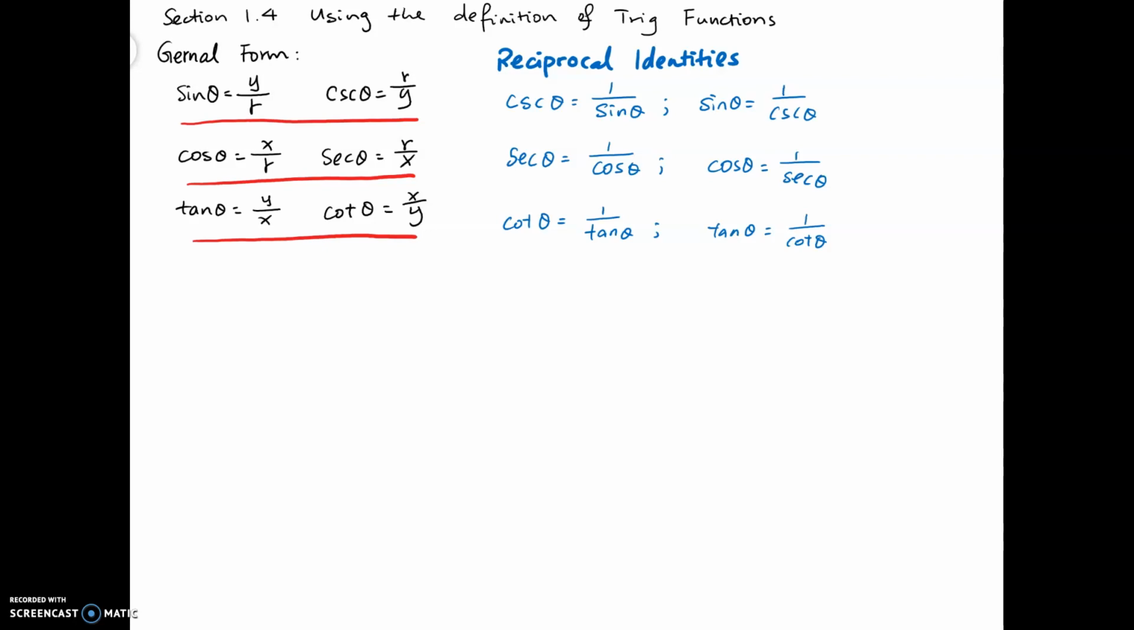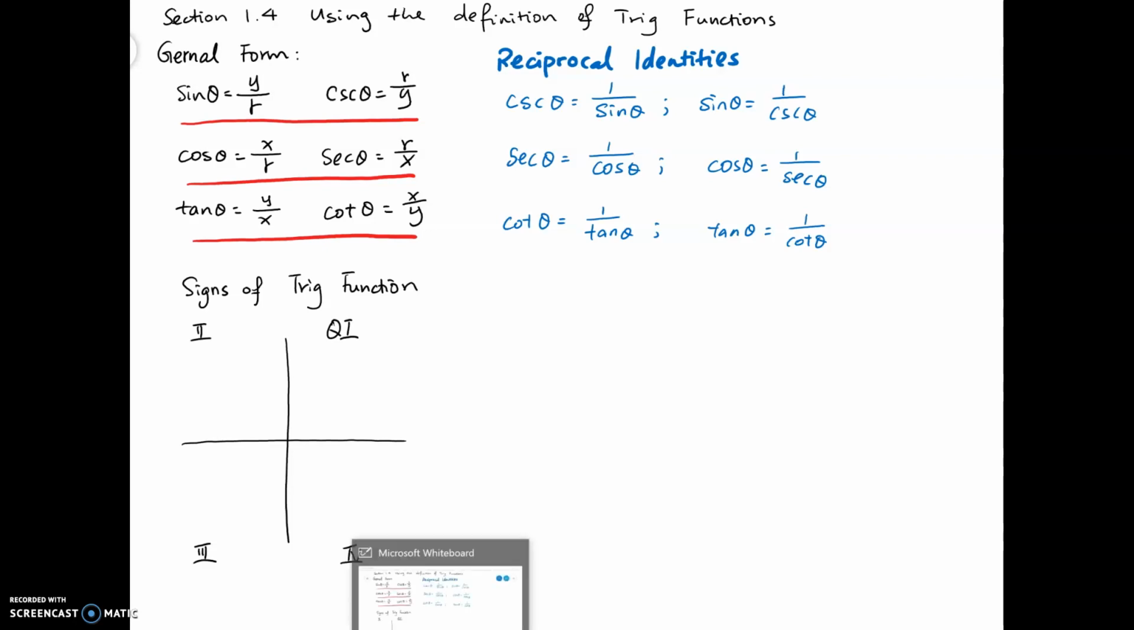We also talk about the sign of the trig functions. So in general, when we have the xy plane, we have 4 quadrants, 1, 2, 3, and 4, counterclockwise. And what we have is that everything in quadrant 1 is positive.